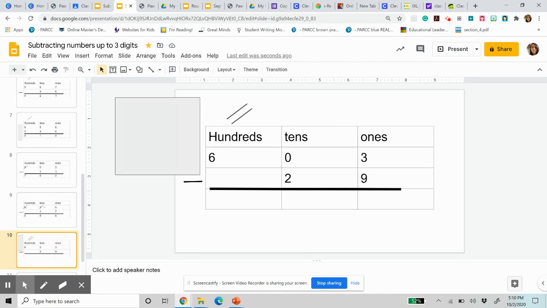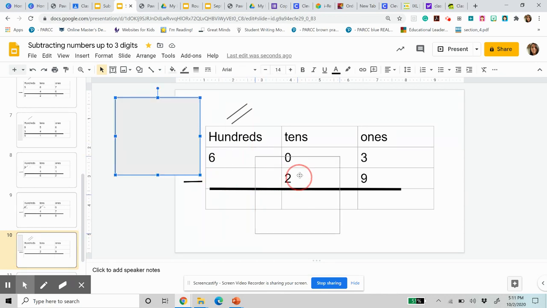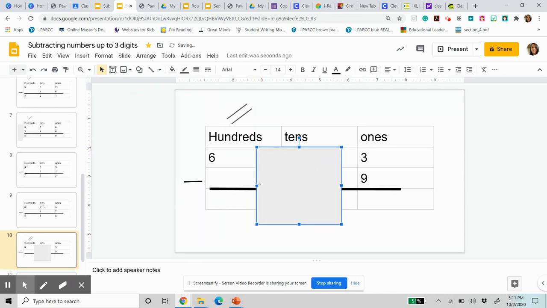All right, so we have 603 minus 29. So we're going to say, all right, I'm going to grab my paper. Put my paper. I'm not worrying about these other numbers. I'm just going to worry about the ones place. And oh no, 3 is less than 9.